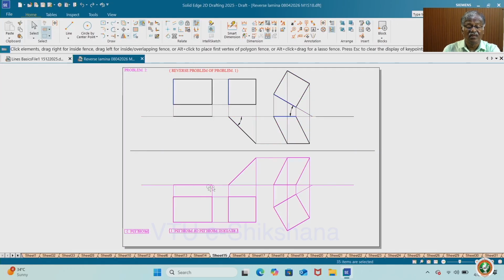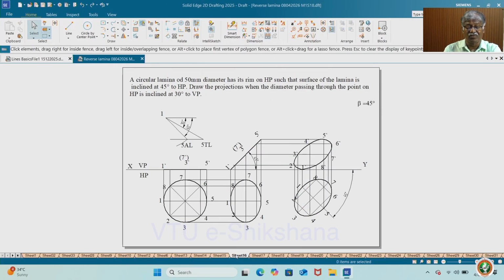Yes, like this we can go for any number of problems. Any problem you take, if you work out 10 problems, you get 10 more problems as reverse problems, but without labeling, only as reference. You can understand easily.